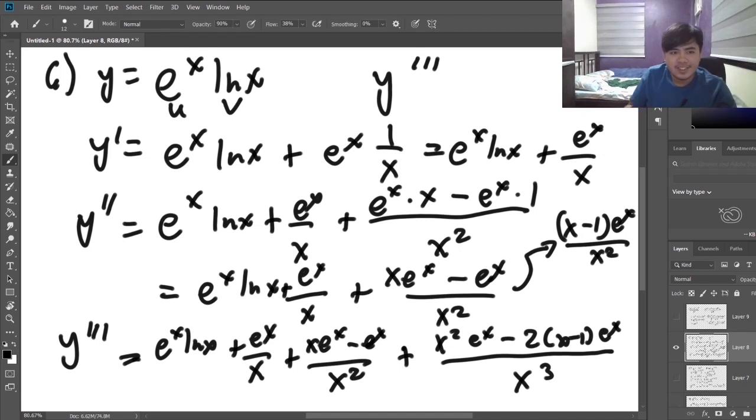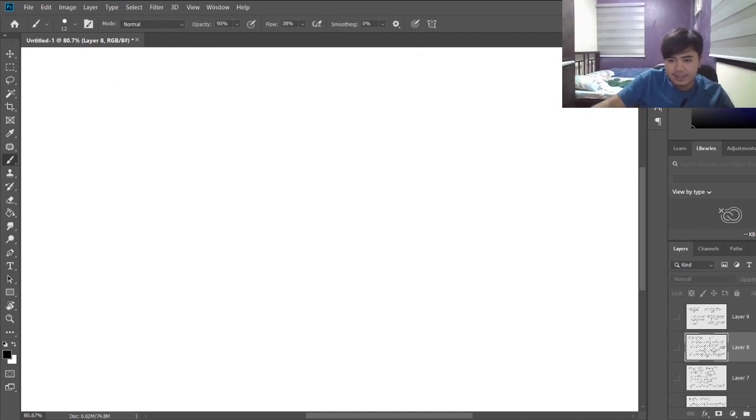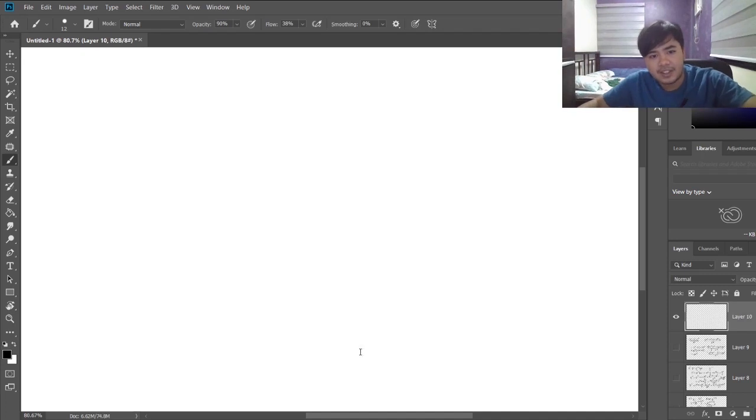There we go. Pray that this doesn't appear in the exam, because it's going to be very, very difficult, or at least just the first derivative. I don't want that being the third derivative. I don't want to find the third derivative. But anyway, number 7.